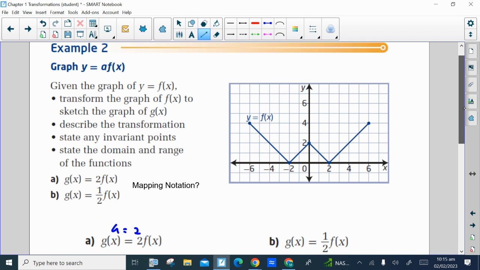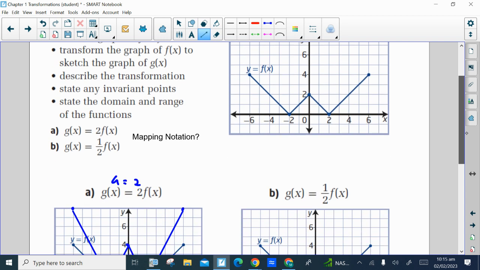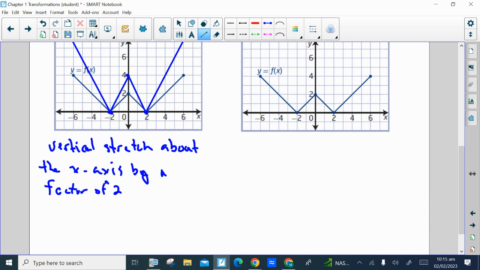Okay, so we've described the transformation. We have done it. Then we're going to state our invariant points. They are at the x-intercepts.